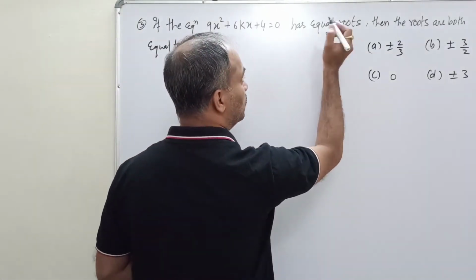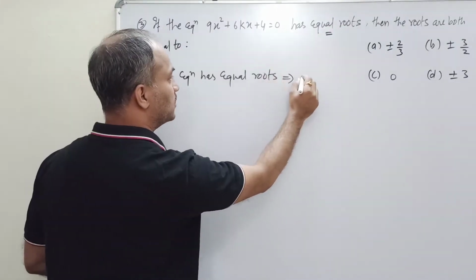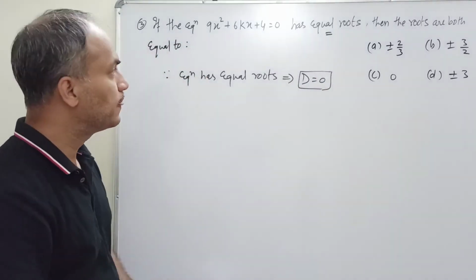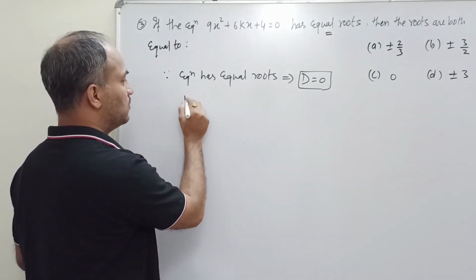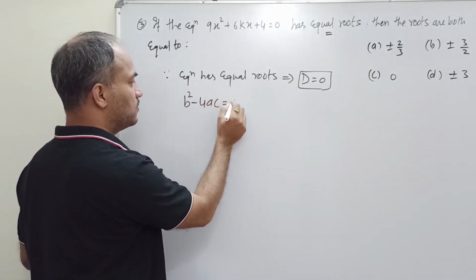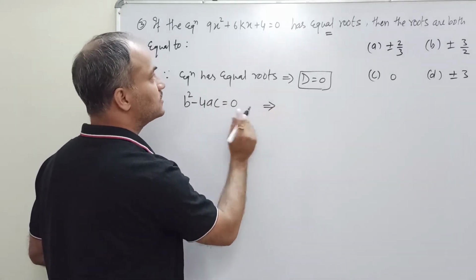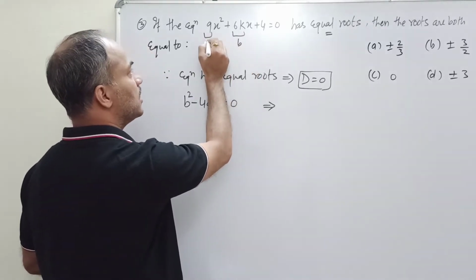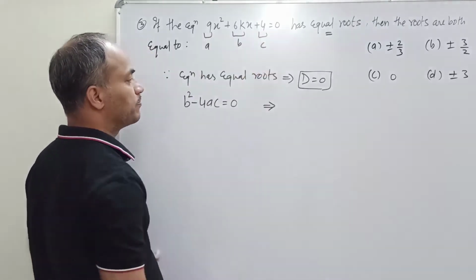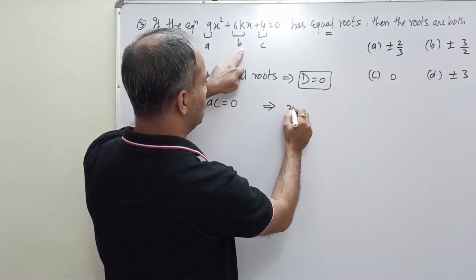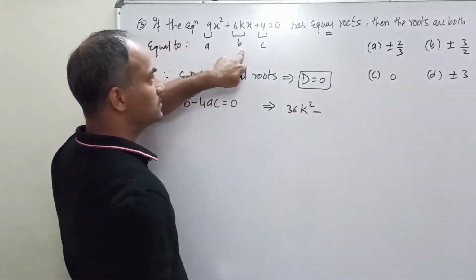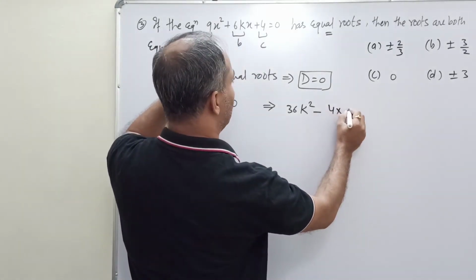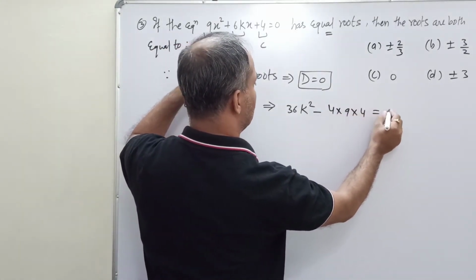Whatever is given, equal roots. It means that D is equal to 0. This is the simple condition for the roots to be equal. So let us apply. B square minus 4ac will be equal to 0. This implies that b means this coefficient, this is b, this is a and this value is c. So b square means 36k square minus 4ac, so 4 into a into c, this is equal to 0.